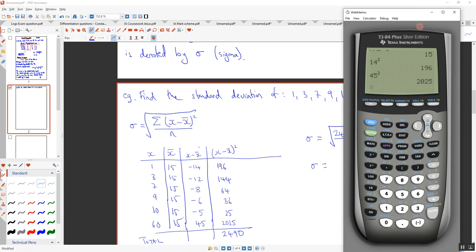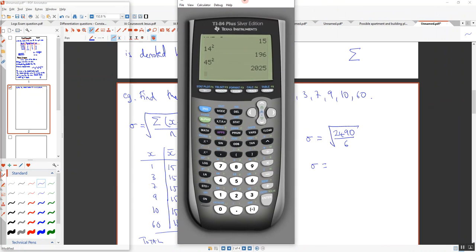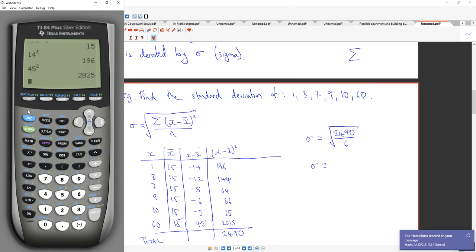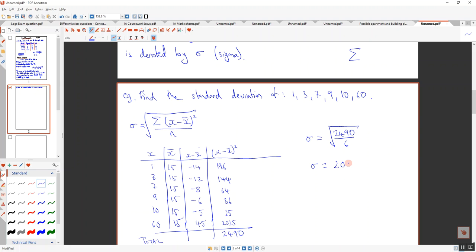So we put that in, square root of 2490 divided by 6 gives us 20.37. Shouldn't it be 20.4? So 3 sig figs, 20.4. And you're absolutely right. We should do everything to 3 sig figs unless otherwise told.